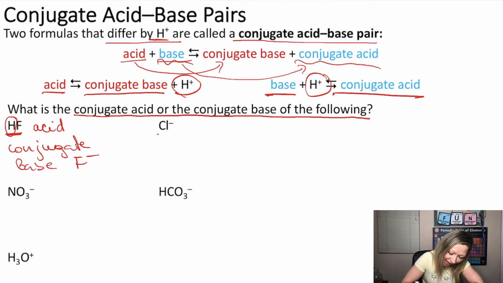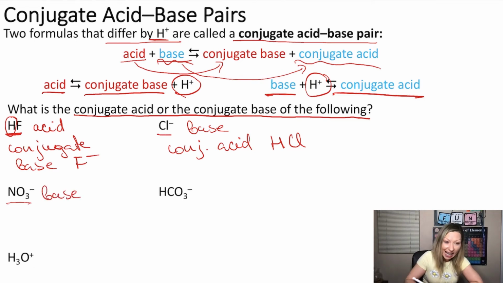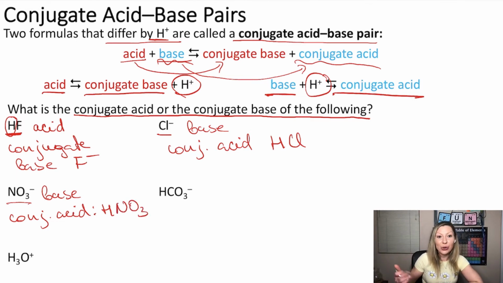What about Cl-? Well, there is no H to lose, so this is going to be our base, and the conjugate acid that we can form by adding an H+ is going to be HCl or hydrochloric acid. What about the nitrate ion? Again, we do not have hydrogens to lose, so this is going to be our base, and we can add an H to it to form the conjugate acid, which is HNO3, which is nitric acid.